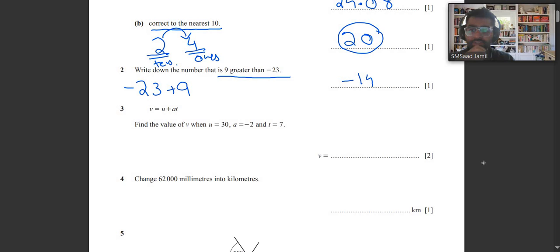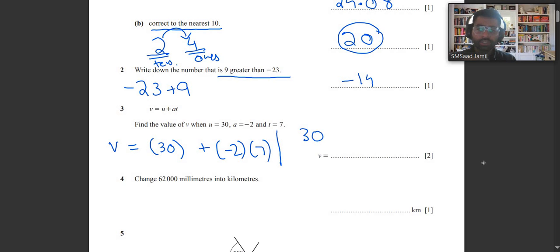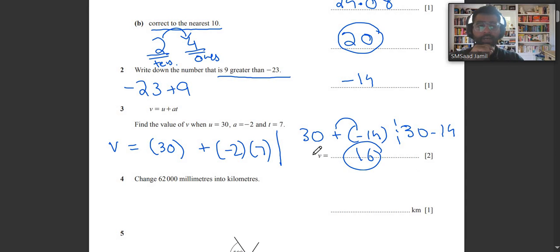Now question 3, it says v is equals to u plus at. Find the value of v when u is equals to 30, a is equals to negative 2 and t is equals to 7. Look, v is equals to, in place of u write 30 plus in place of a write negative 2 and in place of t write 7. This becomes 30. Negative 2 multiplied by 7 is negative 14. So 30 bracket negative 14. Positive negative is negative. 30 subtracted from 14 you get 16. That will be your answer.